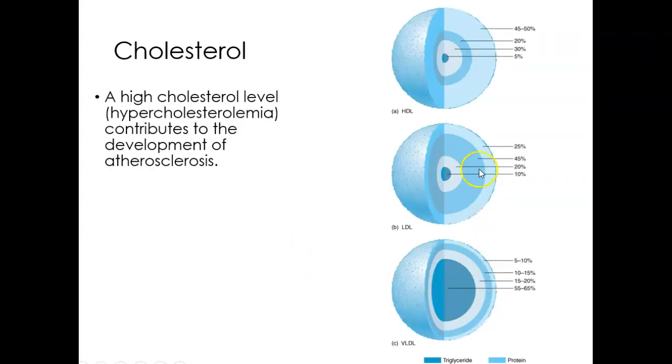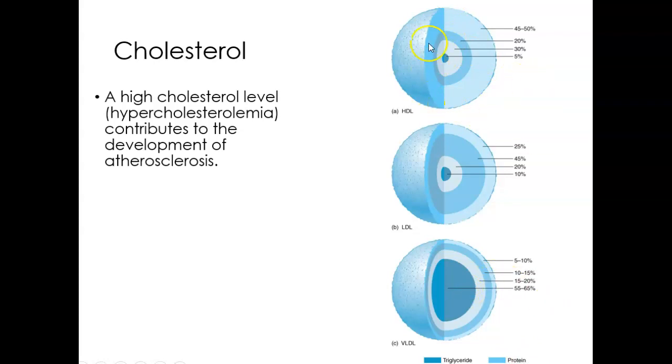And this just shows how the fat molecules are made up of different parts: the triglyceride, the phospholipid, and the protein. So a high cholesterol level, hypercholesterolemia, contributes to the development of atherosclerosis. Here's your HDL, your LDL, and your very low density lipoprotein, and they each consist of a different proportion of these triglycerides, phospholipids, proteins, and cholesterols.